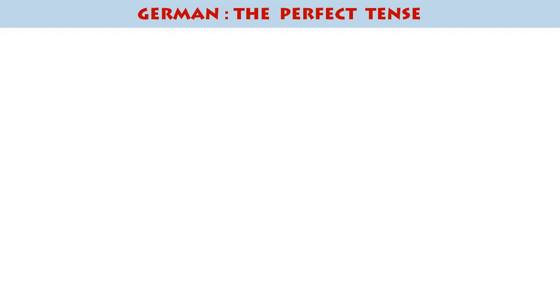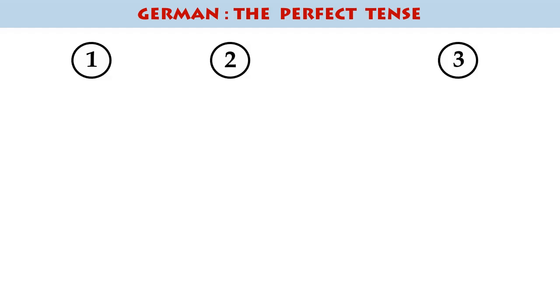Here's the big thing to remember. In German, it's very straightforward. There are always three parts. Just like French or Italian or Spanish, there are always three parts.